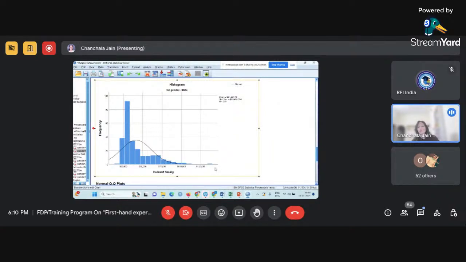You can check the length or the size of your right tail in comparison to your left tail, right? It is very, very large. That means your data is not normally distributed. It is positively skewed for male and female both. Is it clear to all?